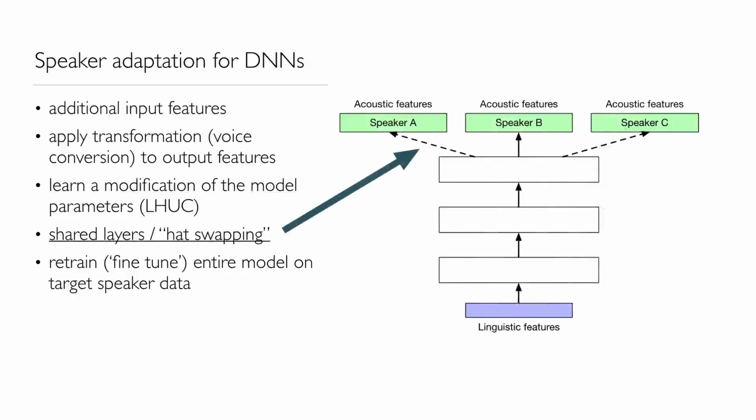Another technique proposed by Microsoft, they use the head swapping. So in these techniques, all the hidden layers are shared by all the speakers. Only the output layer is speaker specific. So actually this technique is very similar to apply a transformation at the output. Yeah, of course, if you have enough data, you can retrain the model. But I did not see any paper did that.